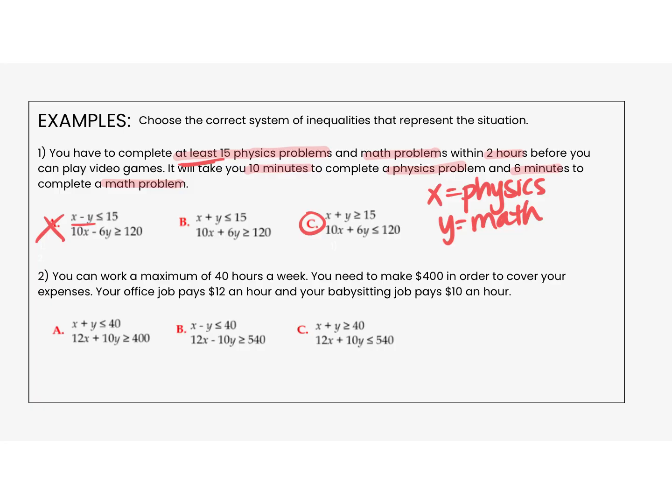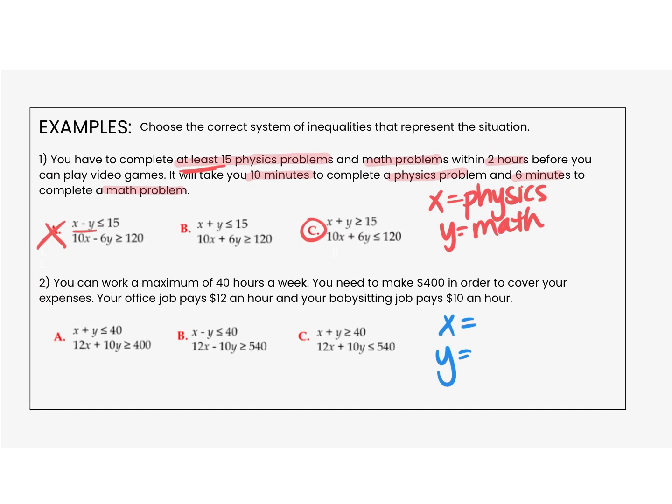Okay, if I look at the second one, it says you can work a maximum of 40 hours per week. You need to make $400 in order to cover your expenses. Your office job pays $12 an hour and your babysitting job pays $40 an hour. So let's start by figuring out what our variables are, because that will help us with the rest of this. So it looks like we have 2 different types of jobs. So let's say that X is an office job and Y is babysitting.